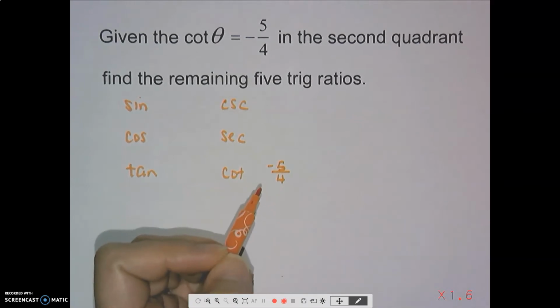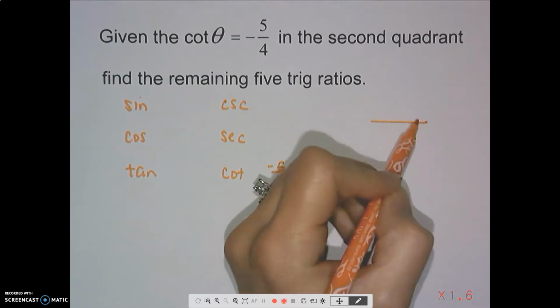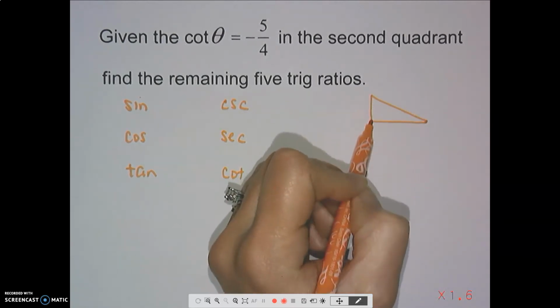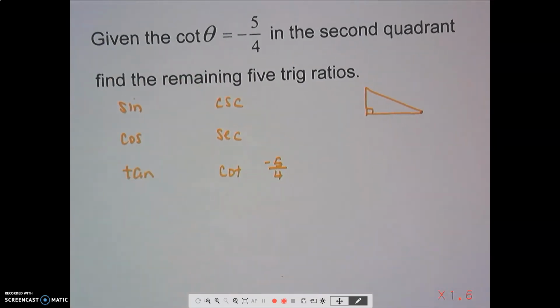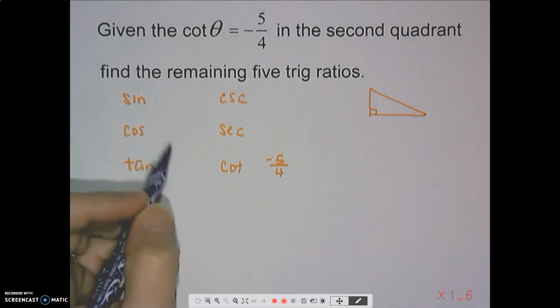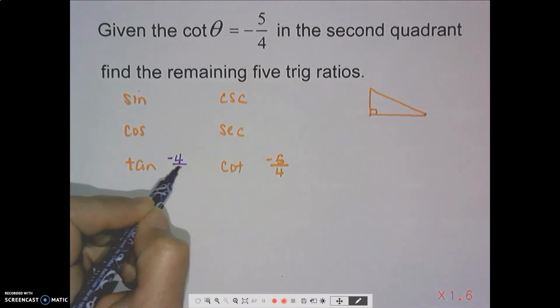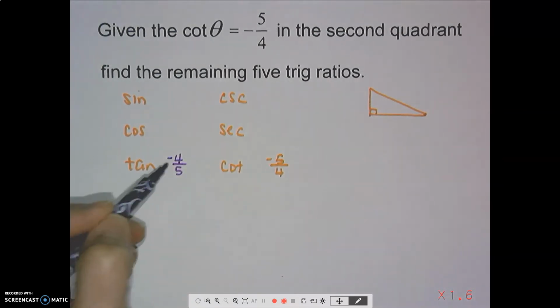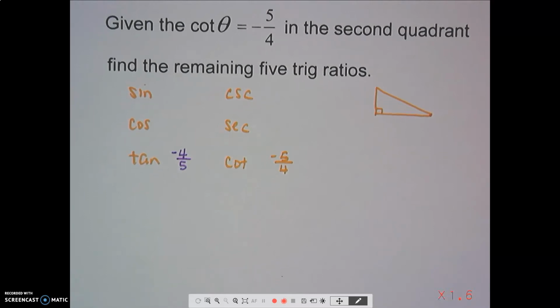All right, let's build our triangle. We're in the second quadrant, so that means that our angle would come like this, like it's part of a bow tie in the second quadrant. Now, cotangent is -5/4. That's not so easy to look at. I always like to try and get them back to sine, cosine, and tangent. To go back to the tangent, we're going to flip that, and we're going to leave the negative in the numerator, okay? So we know that tangent is opposite over adjacent.